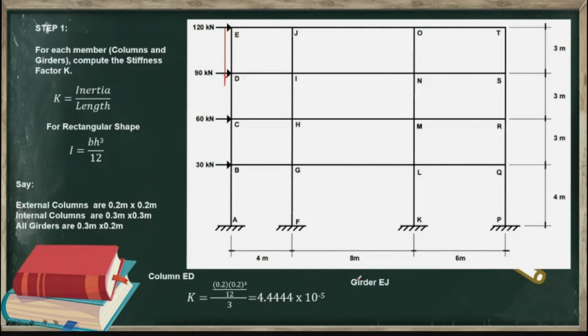Next, let's try the girder, here EJ. For solving the stiffness, we have the inertia. In the dimensions of the girder, the smaller dimension is the base, so the 0.3 is the one cubed because it is the height of the girder. So bh cubed over 12, all over the length of the girder, which is 4 meters. This is equal to 1.125 times 10 raised to negative 4.